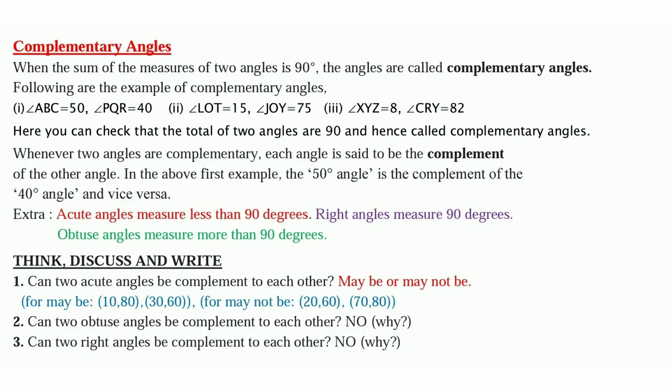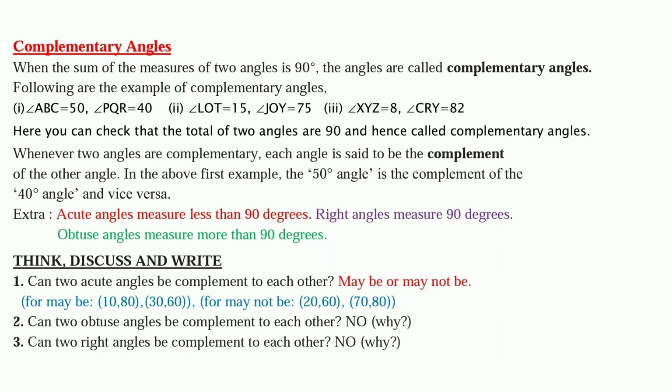Complementary angles. When the sum of the measure of two angles is 90, the angles are called complementary angles. It's clear? What was said in this? If the total of two angles is 90, then they are called complementary angles. Following are the examples of complementary angles.